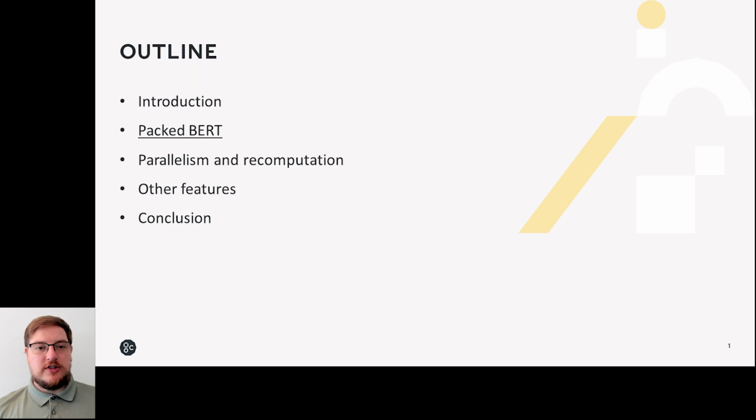I will start with an introduction. Next, I will talk about an algorithmic perspective called packed BERT. Next, I will talk about a software perspective on parallelism and recomputation. Then I will talk about other features, including hardware-related features. Finally, I will come to a conclusion.